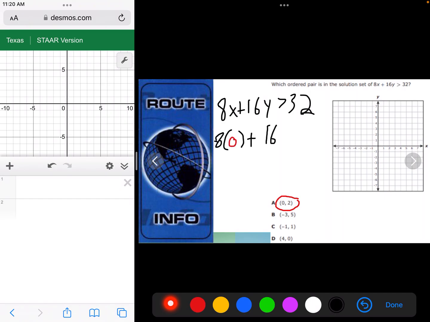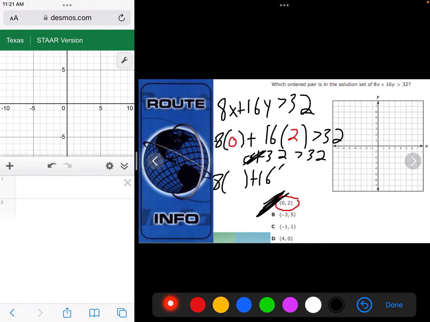So actually what we're going to do is just take this x and y value and plug it in for x and y and see if it makes a true statement or a false statement. Now, this is really easy to do in the calculator. It's not that easy to do on Desmos, but I can show you. So I'm going to write 8 times x, which x is 0 in this example, plus 16 times y, y is 2, is greater than 32.